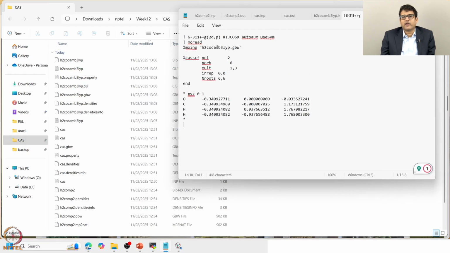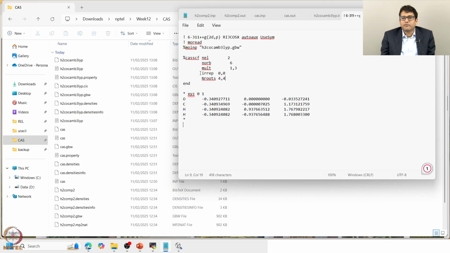Now I will read from the H2CO KMB3 lib GBW file. The question is that you can do the calculation for both multiplicities, multiplicity 1 and multiplicity 3. If your molecule has symmetry, then it will calculate the roots by irreducible representation. For both these symmetries, the number of roots I could have made 4 4. This n root equal to 4 comma 4 says it will calculate 4 roots from the singlet multiplicity and 4 roots from the triplet multiplicity.